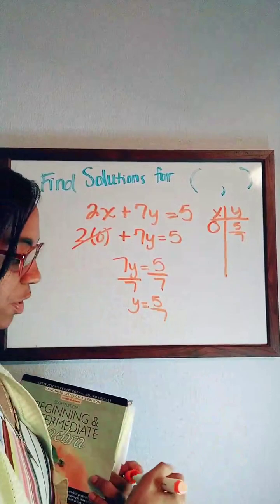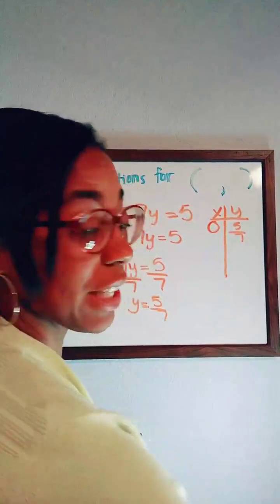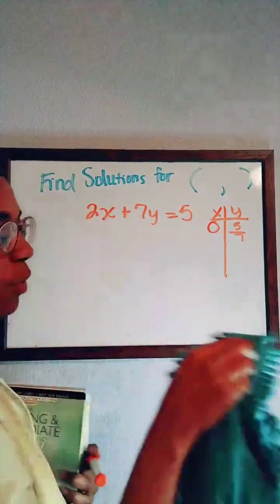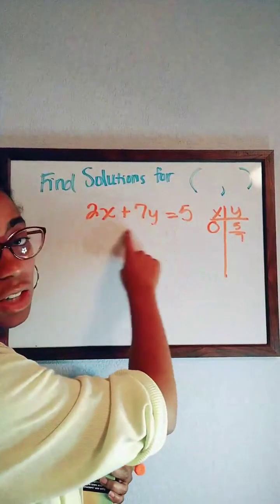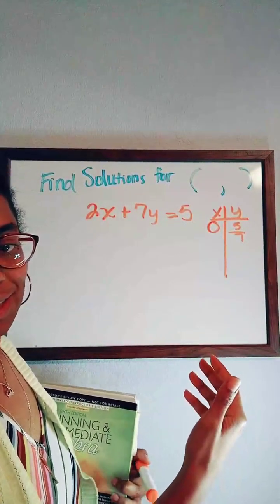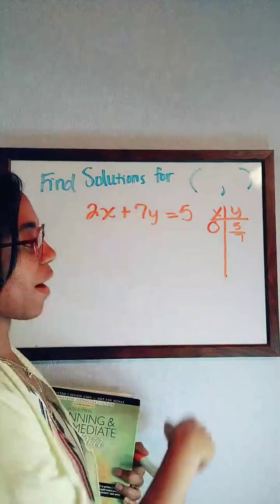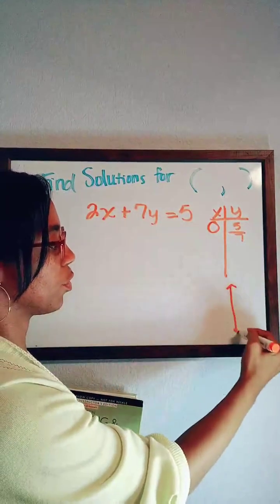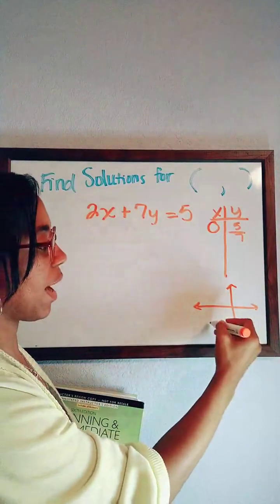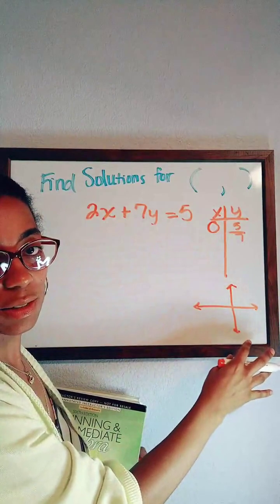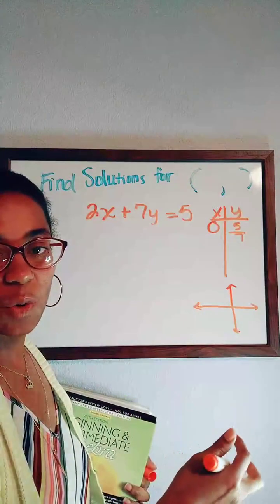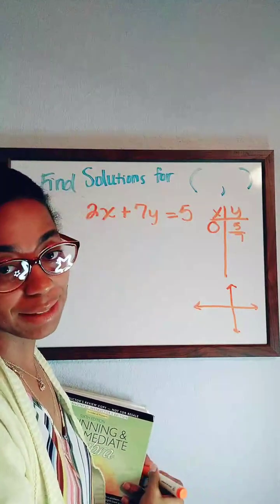So that's one solution. We can use 7 if you want to. But remember, this equation is actually representing a graph. If you had a graphing calculator and you were to insert this equation, it would give you some type of line. And that's what this is. We're finding solutions for linear equations.